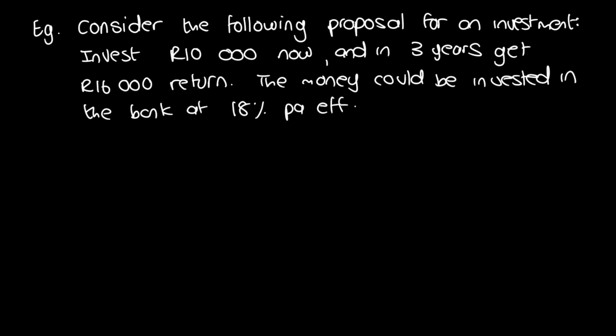We have the following example, which is: consider the following proposal for an investment. Invest 10,000 Rand now, and in 3 years get 16,000 Rand return. The money could be invested in the bank at 18% per annum effective. So what we're going to do is look for the IRR and compare the IRR with the bank's interest I. So the bank's interest is 18% per annum effective. And when we're comparing our IRR with our bank's interest rate, we are going to be comparing the annual effective interest rate of both. So I1s of both.